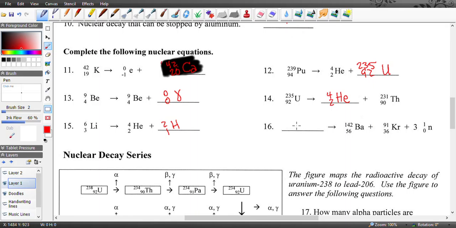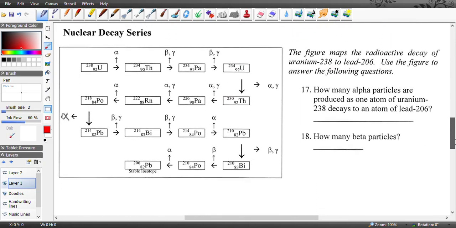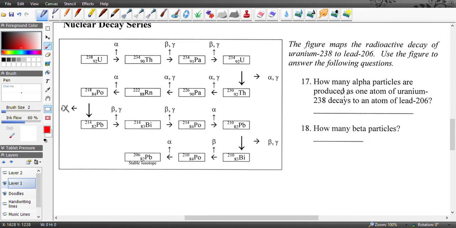That's hydrogen. All right. So 142 plus 91 plus 3 ones, right? That's going to add up to be 236, 56 plus 36 plus 3 times 0 is going to add up to be 92. You want to stop and do the algebra on this just to double check me. I'm not perfect. You guys know that. I'm far from that.